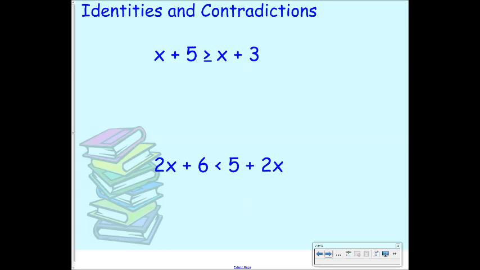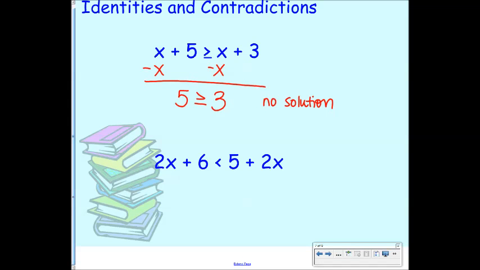So let's take a look at number 1. If I subtract my x, I end up with 5 is greater than or equal to 3. Is that true? That is not true. 5 is not greater than 3. If it's not true, that means that's a no solution. So there's nothing you can plug in there that's going to make that inequality true. There's no such number. So can you graph no solution? No, it'll just be a blank number line. There's nothing on it because there's no possible solution.